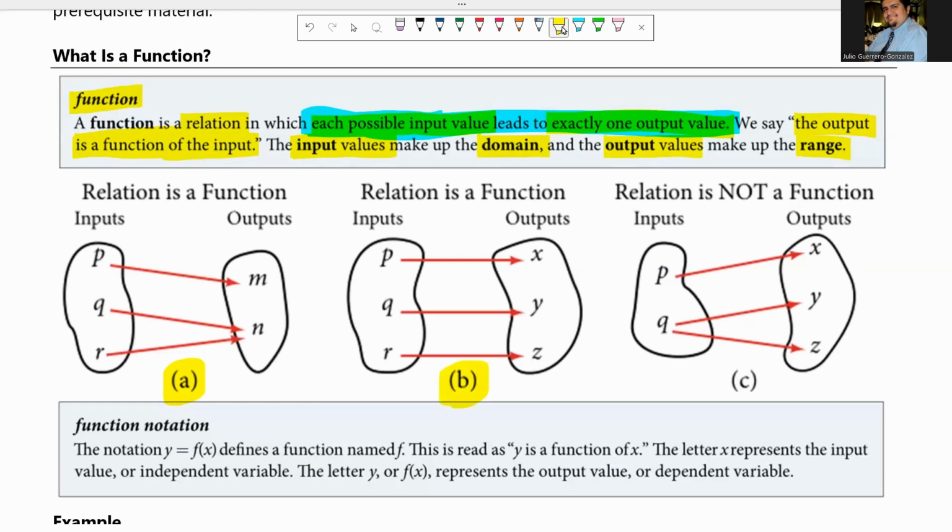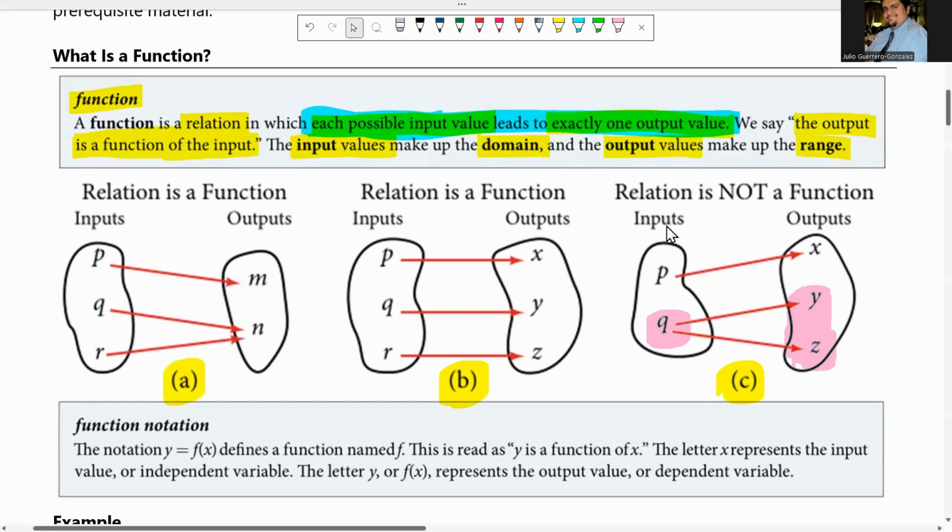C, this is not a function. So there's a problem here. That means the rule in blue gets violated somehow, and the way it gets violated is by this one right here. We have a value in the inputs, Q, that goes to two outputs. We can't have that, so it's not a function. Whenever something like that happens, we have not a function. So pictorially, I think this makes sense.